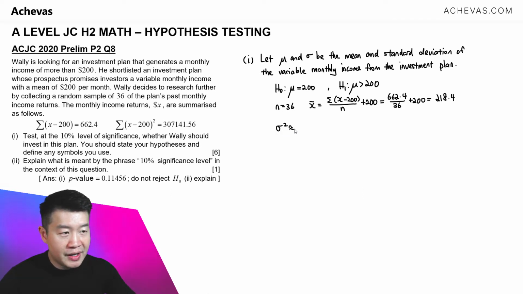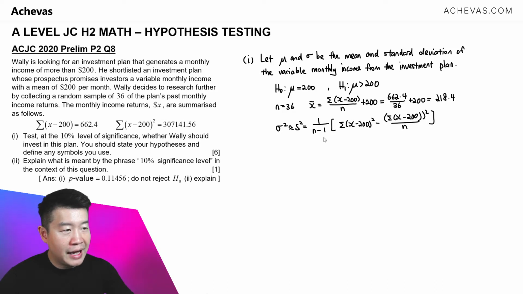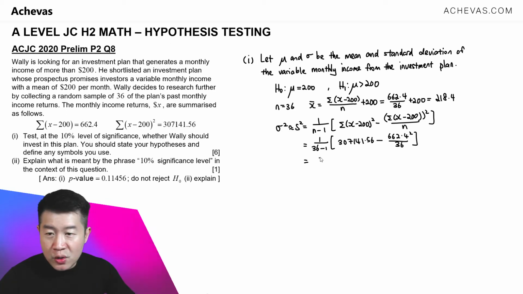Population variance, sigma squared, is going to be estimated by S squared. I'm going to make use of another formula on the Achevas TV outline for the kind of data that is given to us. So it's going to be 1 over n minus 1, times the summation of (x minus 200) squared minus (the summation of (x minus 200)) squared divided by n. This is equal to 1 over 36 minus 1 times 307,141.56 minus 662.4 squared divided by n, which is 36. And this gives us an unbiased estimate for the population variance, equal to 8427.24.